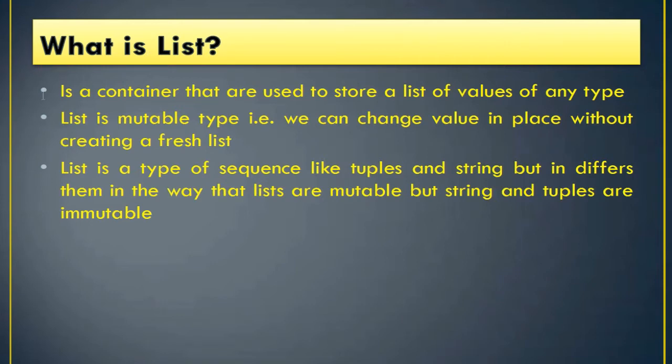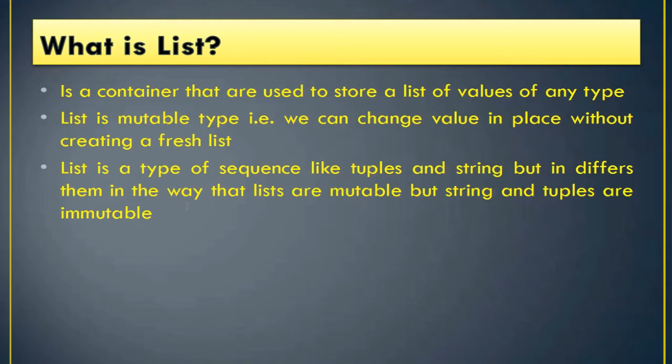So first, what is list? List is a container that is used to store a list of values of any type. Now list is what type? List is a mutable type, that is, we can change values in place without creating a fresh list. Now list is a type of sequence like tuples and string, but it differs from them in the way that lists are mutable but string and tuples are immutable.